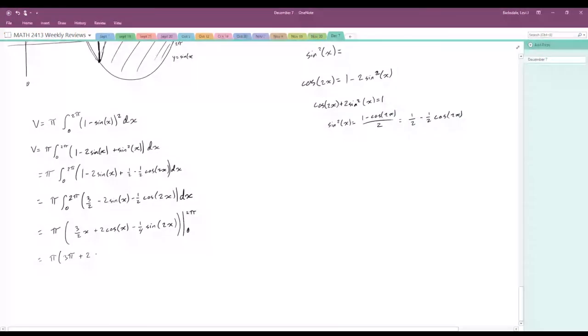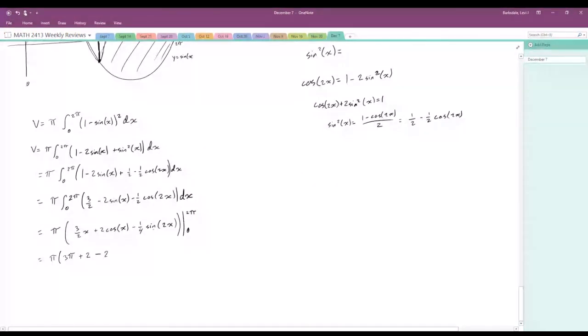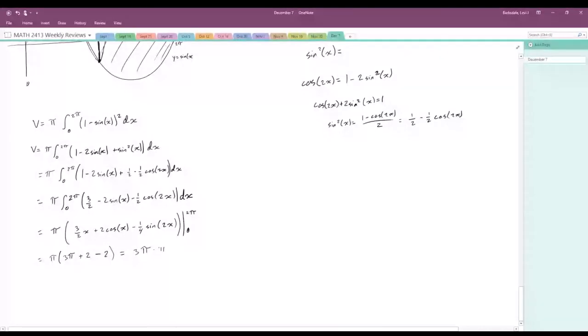Now I can subtract our other ones. 3/2 times 0 is 0, 2 cosine of 0 is 2, and sine of 0 is 0. Which gets me 3 pi times pi, or 3 pi squared.